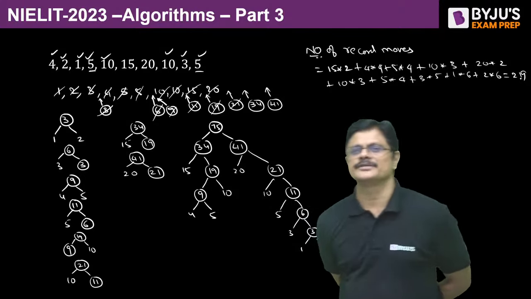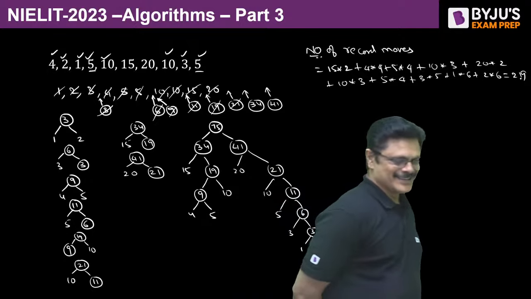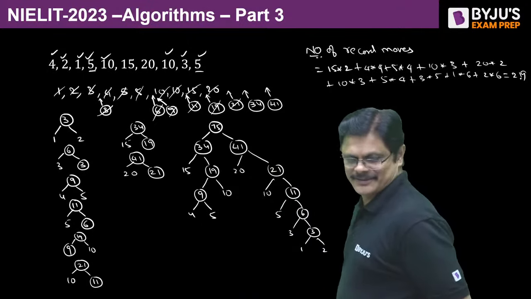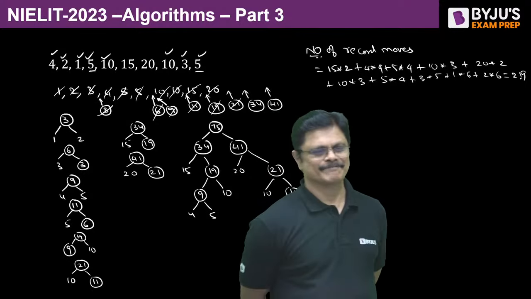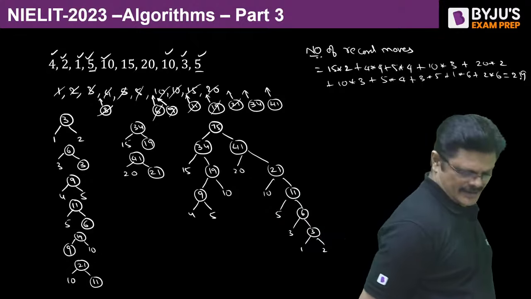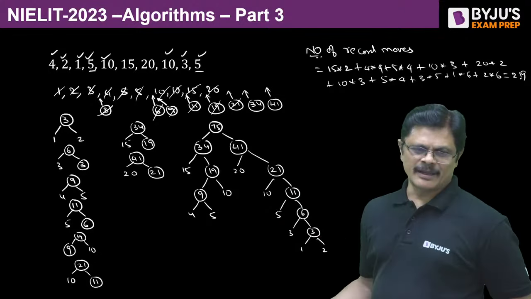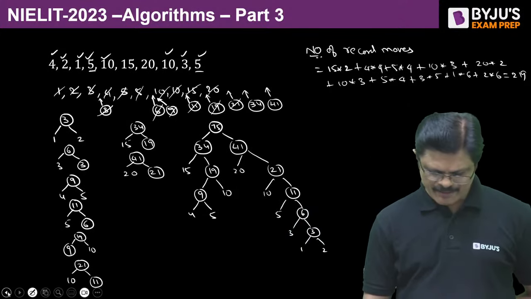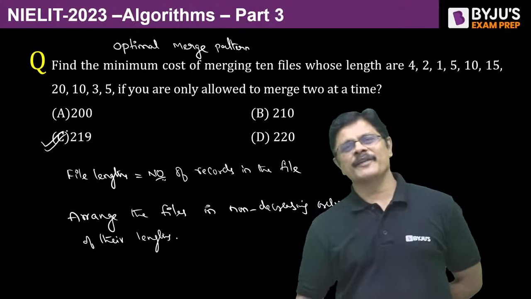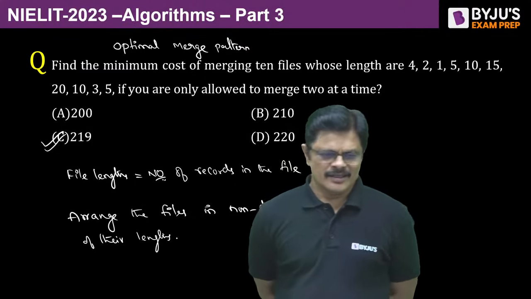Perfecto, super. Got it? Great. And that is the answer for the number of record moves. So if he asks the number of record moves, that would be the answer. Clear?